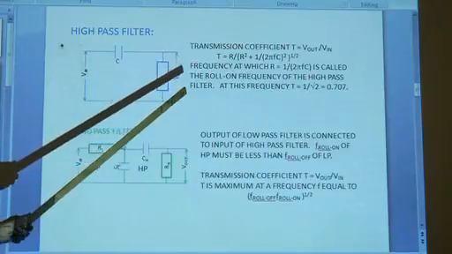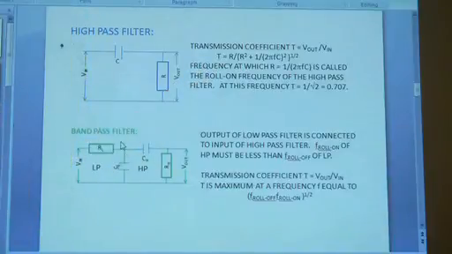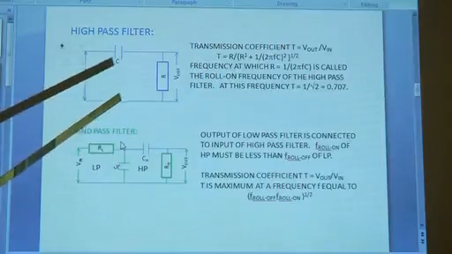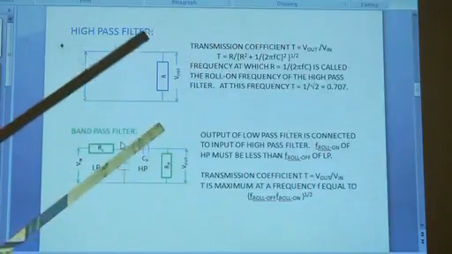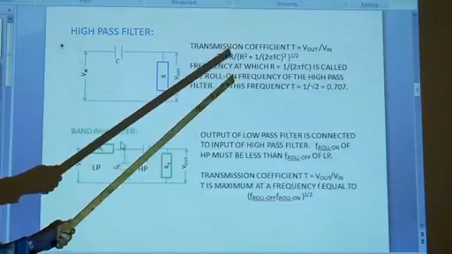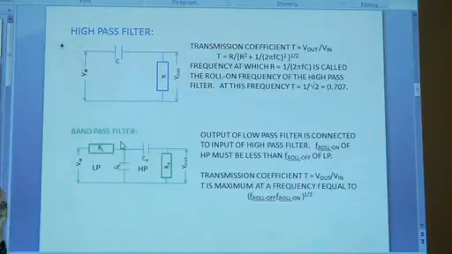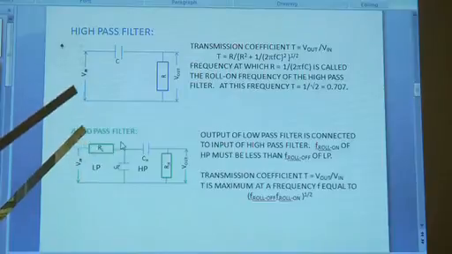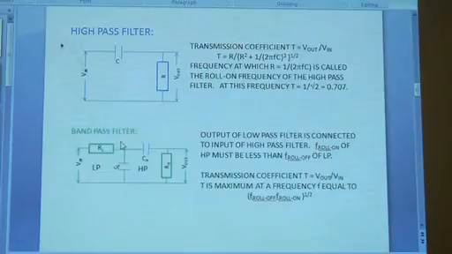When the frequency is small, the denominator is very large, and therefore transmission is very small. When the frequency is large, 1 by 2 pi Fc is small compared to R, and transmission approaches 1. The frequency at which R is 1 by 2 pi Fc is called the roll-on frequency of the high-pass filter. At this frequency, T is 0.707.